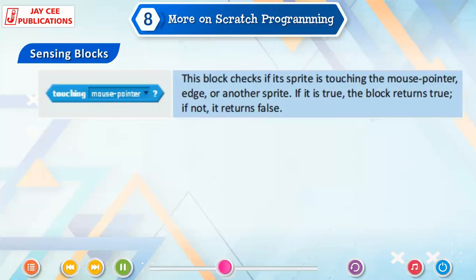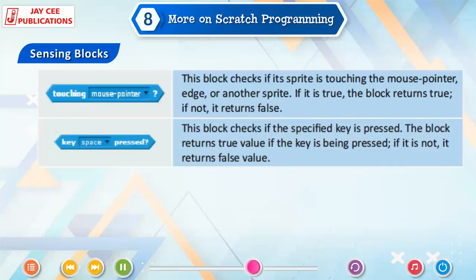Touching mouse pointer: this block checks if its sprite is touching the mouse pointer, edge, or another sprite. If it is, the block returns true. If not, it returns false. Key space pressed: this block checks if the specified key is pressed. The block returns a true value if the key is being pressed. If it is not, it returns a false value.